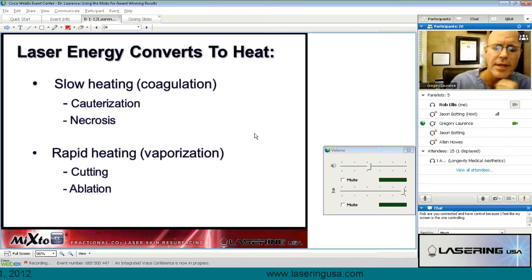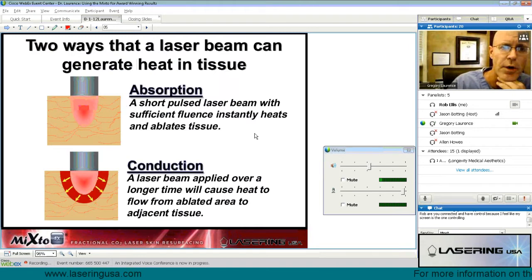To me, these are rather academic. They are real, but they're academic, and I'll share with you a little bit about how I approach the face as far as energy levels go a little bit later. But suffice it to say that we're looking for everything. We love vaporization. We love coagulation. The necrosis is not bad, and we do get tissue contraction when we do aggressive treatments.